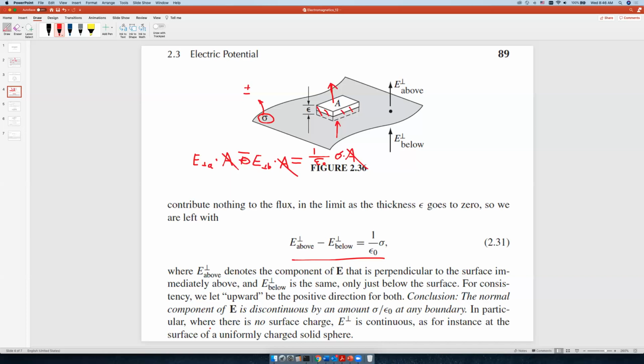In particular, where there's no surface charge, E perpendicular is continuous, as for instance on the surface of a uniformly charged solid. If we look at this equation, we notice that if there's no charge density, or charge density equals 0, then E above equals E below, which means if there's no surface charge, then E perpendicular above and below the surface is the same.